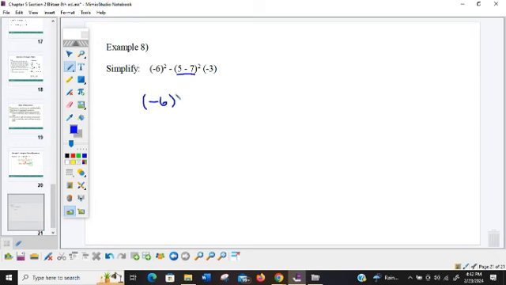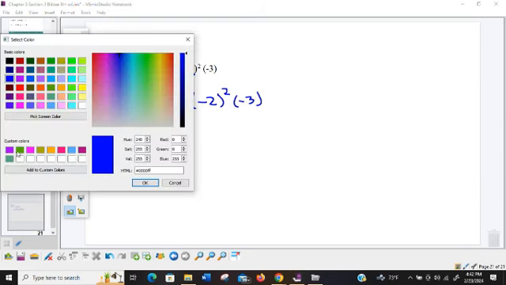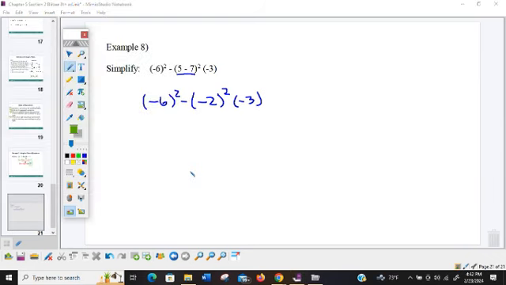Negative 6 squared minus 5 minus 7 is negative 2. That's like 5 plus a negative 7. That gives me negative 2. And that's still squared. And then I have negative 3. Now, step 2 says do the exponents. So let's do exponents next.